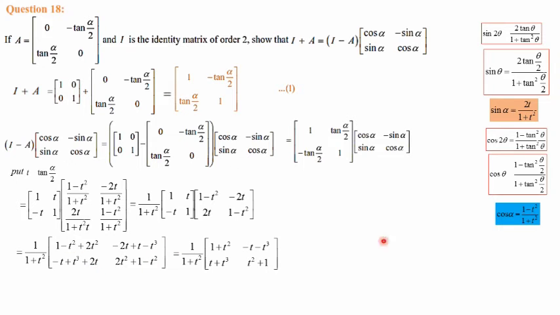But instead, if you use this 1 minus tan square alpha by 2 and 1 plus tan square alpha by 2 and all, a little bit of confusion will be coming. That's why we have changed into t. That is equal to 1 by 1 plus t square into, here 1 minus t square plus 2t square. Here minus t square is there, here plus 2t square is there. When you do the calculation, it will be coming as plus t square. So 1 plus t square we have got.